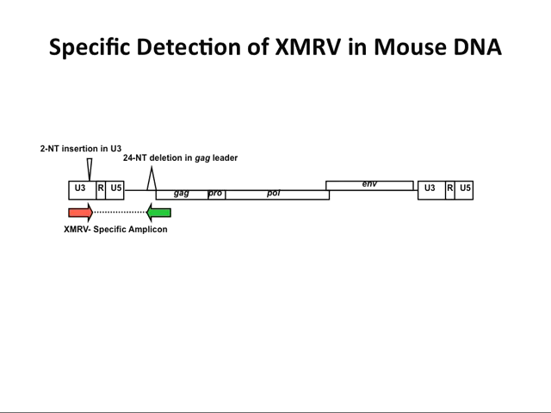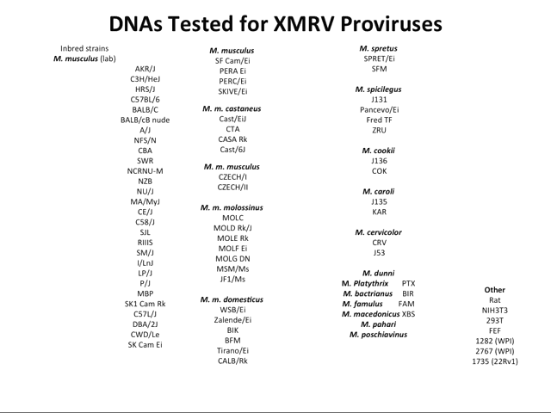So this was done in a number of laboratories, and these are some of the mouse DNAs that were tested for XMRV. Of course, musculus is the origin of many lab strains, which are shown here. Some of these may look familiar to you, BALB/c, C57 black. Then there are many substrains of musculus as well. All of these were looked at. Then there are different species, spretus, cooki, etc., dunni. And then it was also looked for in rat cells and a variety of other cells as well.